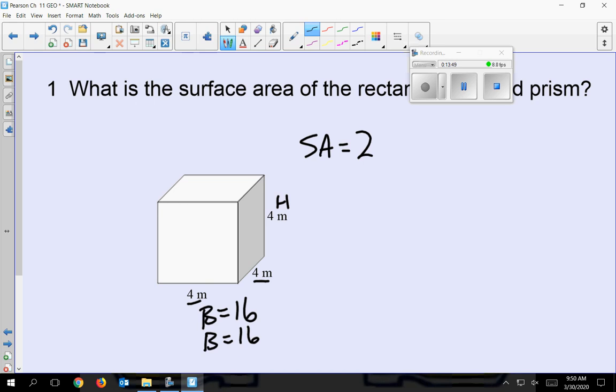So I'll let you guys go do this problem. If you want to hit pause, and then I'll put the problem up on the board.